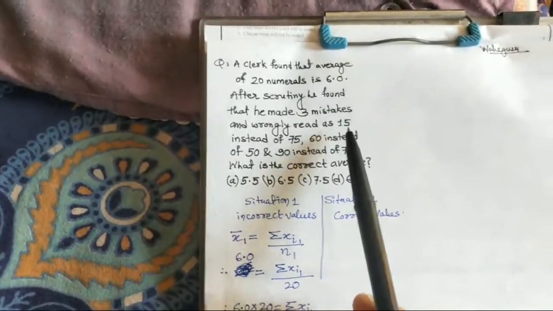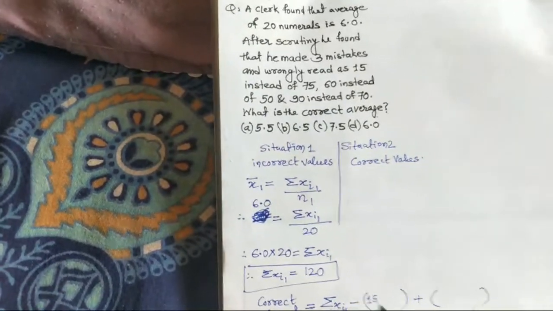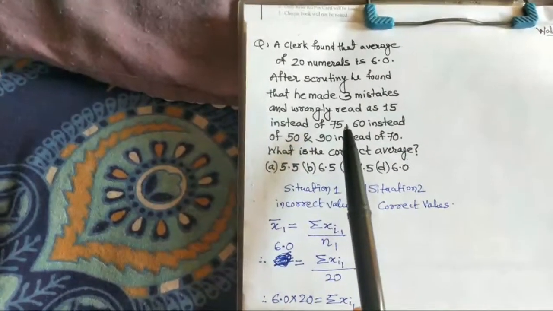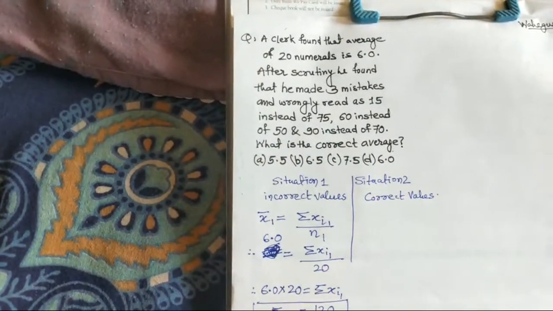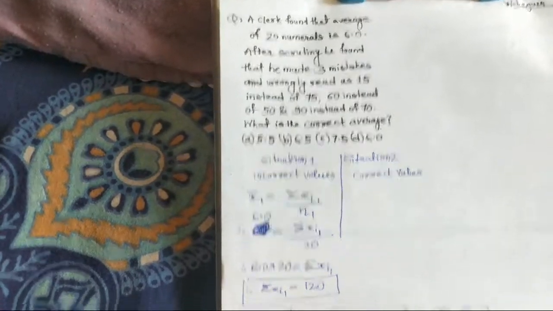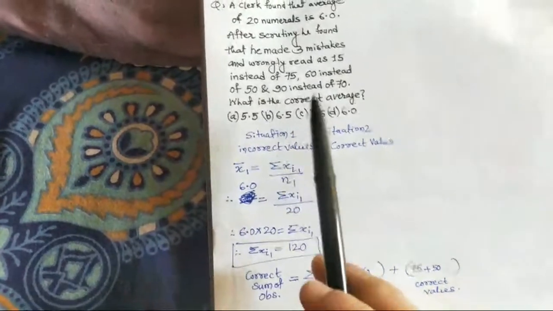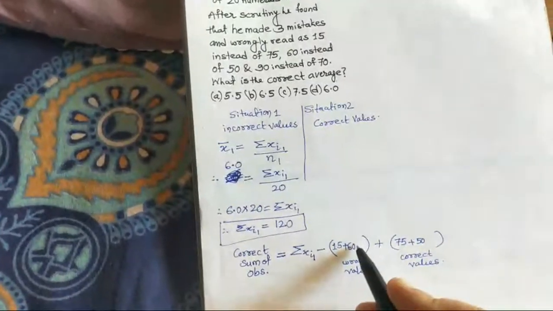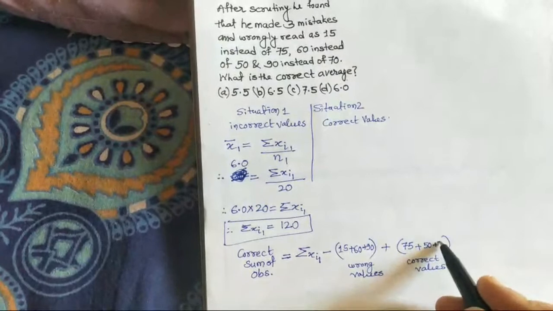So what are the wrong values? See, the first mistake is 15 instead of 75. So 15 is the wrong value and 75 is the correct value. Then the second mistake is 60 instead of 50. So 60 is your wrong value and 50 is your correct value. Third mistake is 90 instead of 70. So 90 is your wrong value and 70 is the correct value.